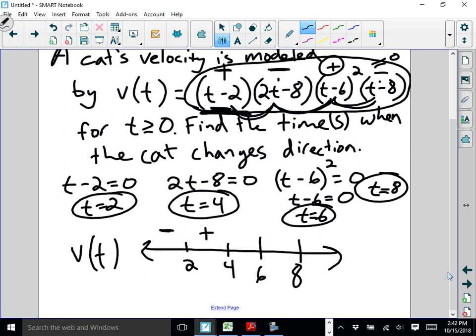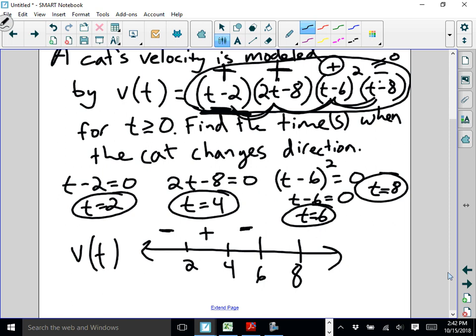Now I need to check numbers between 4 and 6. I'll use 5. 5 minus 2 is positive. 2 times 5 is 10 minus 8, and this is now a positive. 5 minus 6 squared is still always positive. 5 minus 8 is negative. I only have 1 negative sign. That's an odd number, so I know it's going to be negative between 4 and 6.